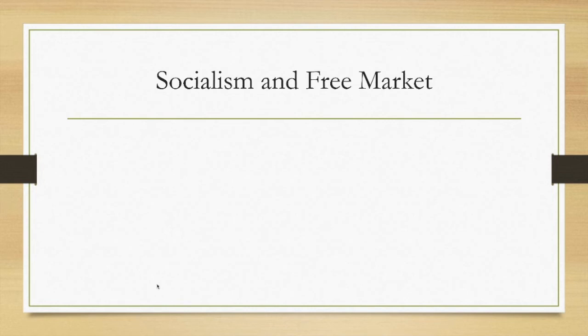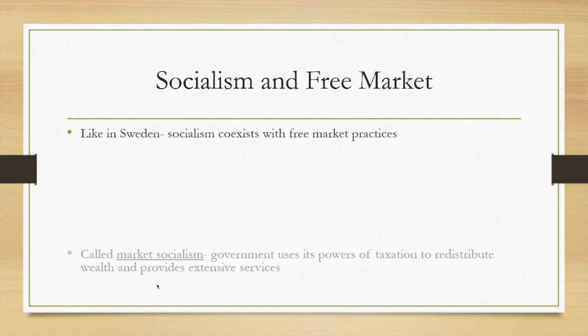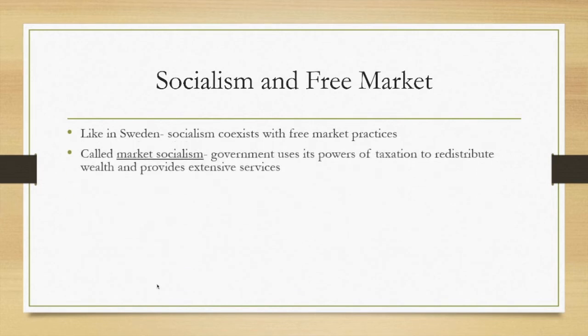So as I said, socialism is not the existence of one solid market. You do have that combination, so there's a coexisting aspect with the free market practices. And Sweden is a very good example of this socialist system. Sweden has gone through a lot of changes, but they still have the combination of the two, and they have what they call market socialism.